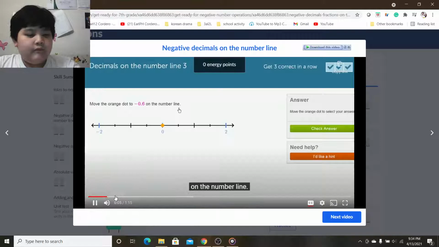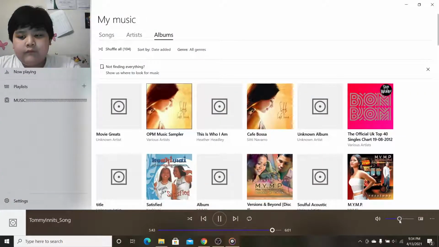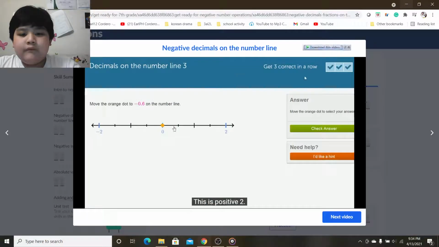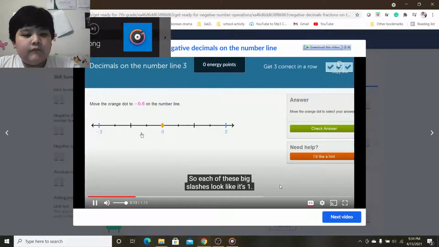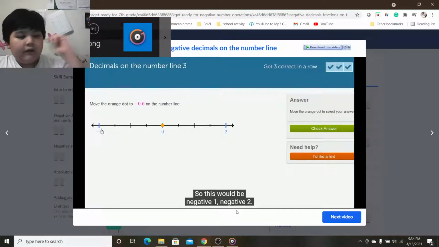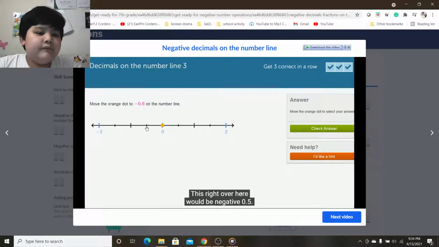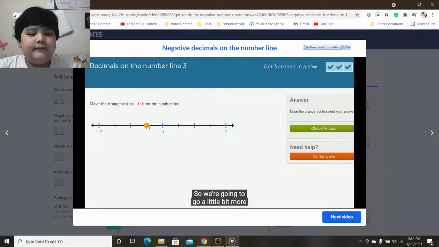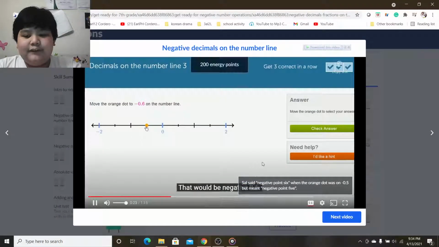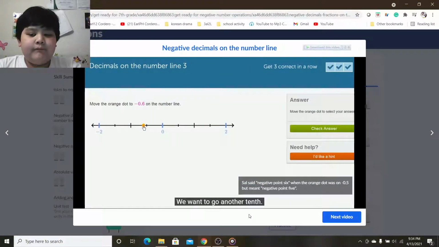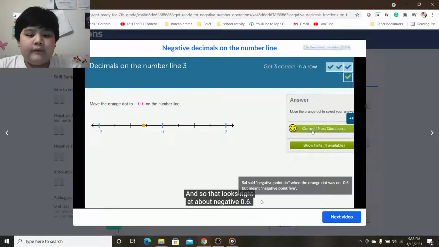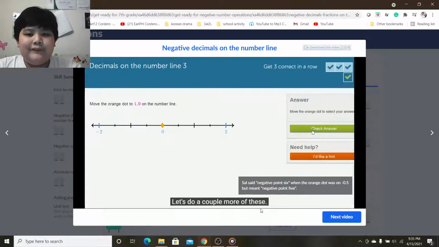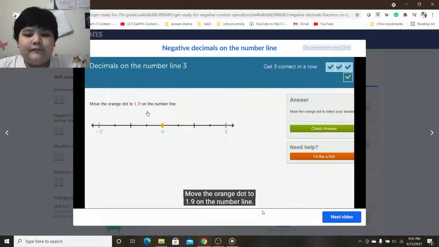On the number line, the dot right now is at 0. This is negative 2, this is positive 2. So each of these big slashes looks like it's 1. So this would be negative 1, negative 2. We're going to go a little bit more negative than negative 0.5. That would be negative 0.6, so we want to go another tenth. And so that looks right about negative 0.6. Let's do a couple more of these. Move the orange dot to 1.9 on the number line.